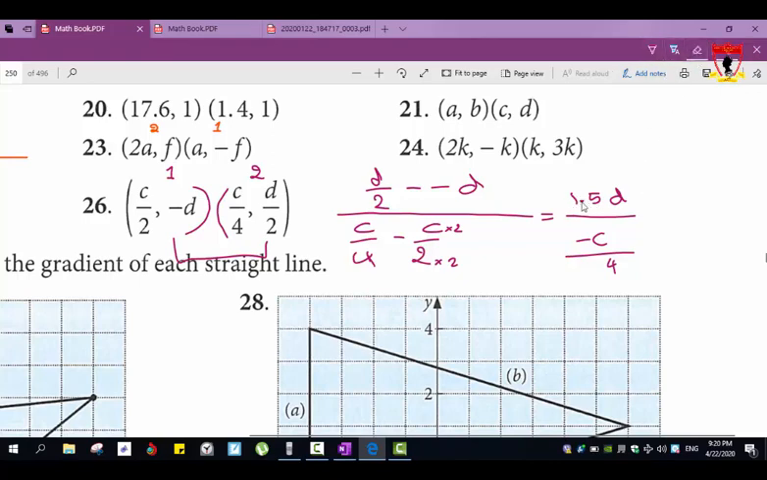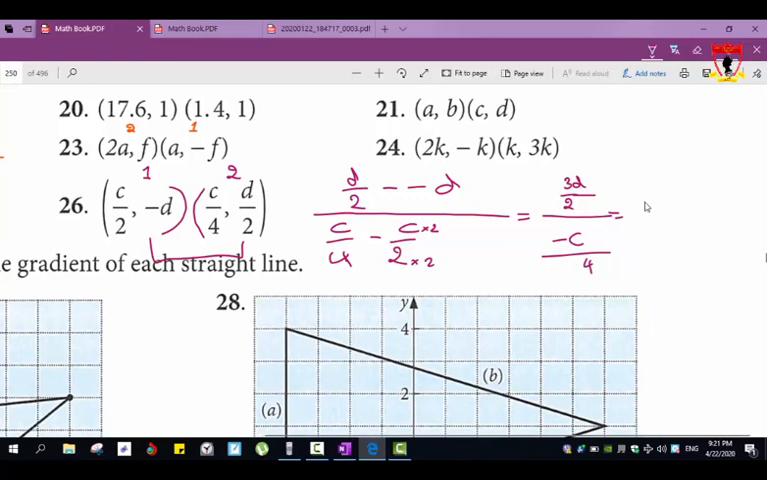Instead of 1.5d, we can also write 3d over 2, because 3 over 2 is 1.5. 3 over 2d or 3d over 2, they are exactly the same. We can simplify it one more step because it's division of fractions. Then keep the first fraction, 3d over 2. Division, which is this fraction here, is division. Division will be multiplication. Flip the other fraction, 4 over negative c.